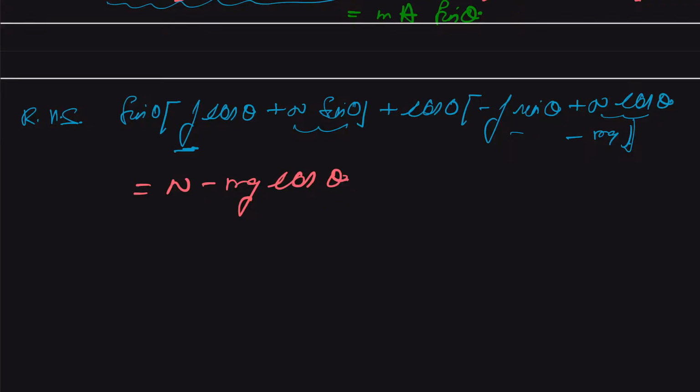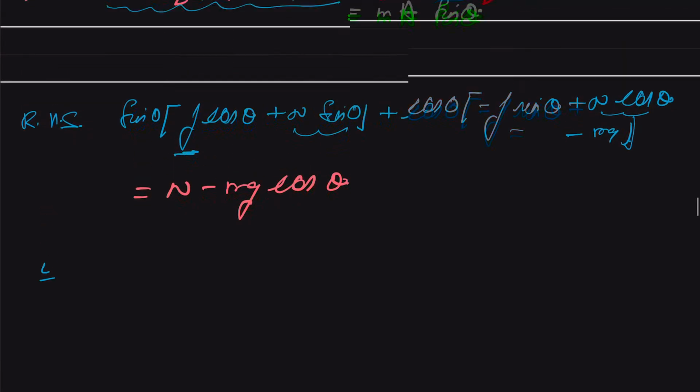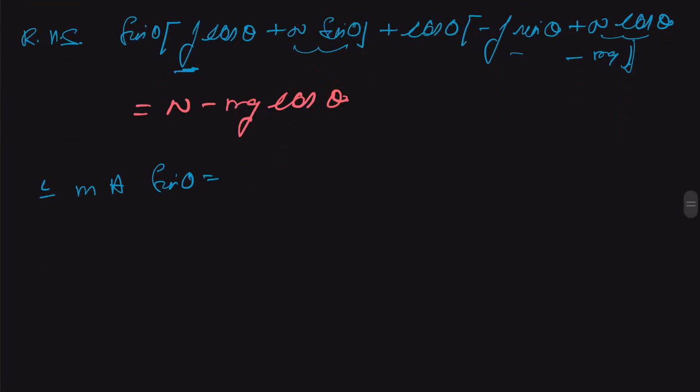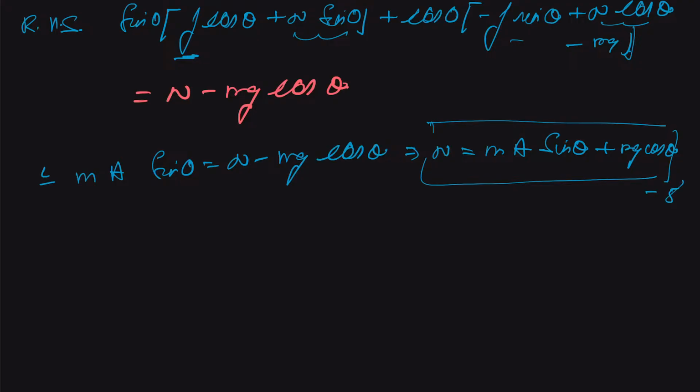And obviously we can just equate them. We get ma sine of theta, so we get this as our ma sine of theta is equal to n minus mg cos of theta. Therefore from here we can write that our normal is equal to ma sine of theta plus mg cos of theta, and let us call this equation number 5.